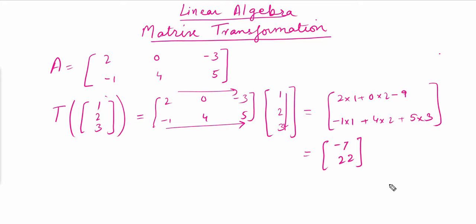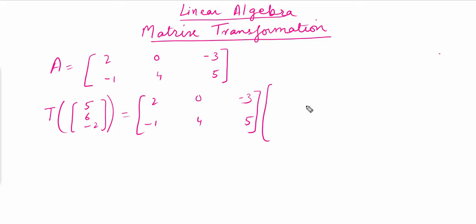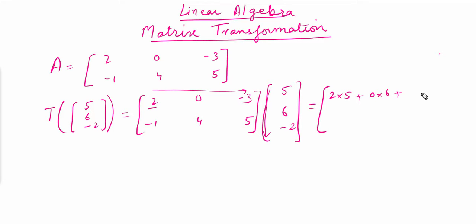All right, now let's apply another transformation on the same matrix A. The transformation is T with the transformation matrix 5, 6, -2. So it will become 2, 0, -3, -1, 4, 5, and now the transformation matrix, that is 5, 6, -2. Now we will find the image by multiplying these two matrices. I'll multiply the rows with the column: 2 times 5 plus 0 times 6 plus -3 times -2.